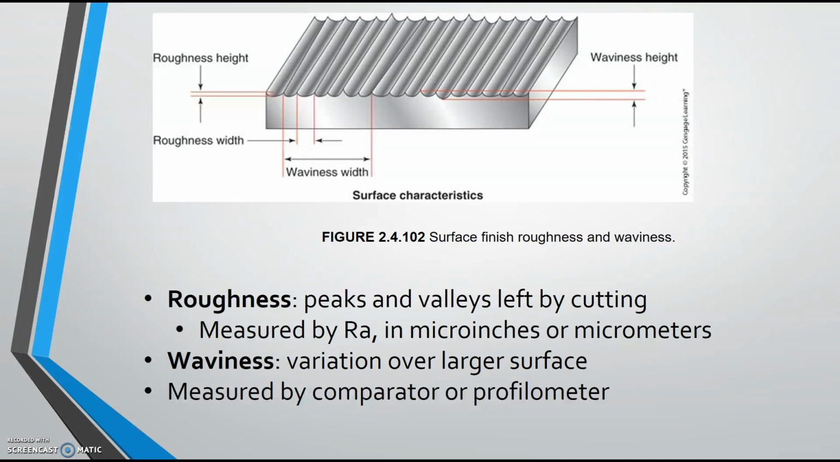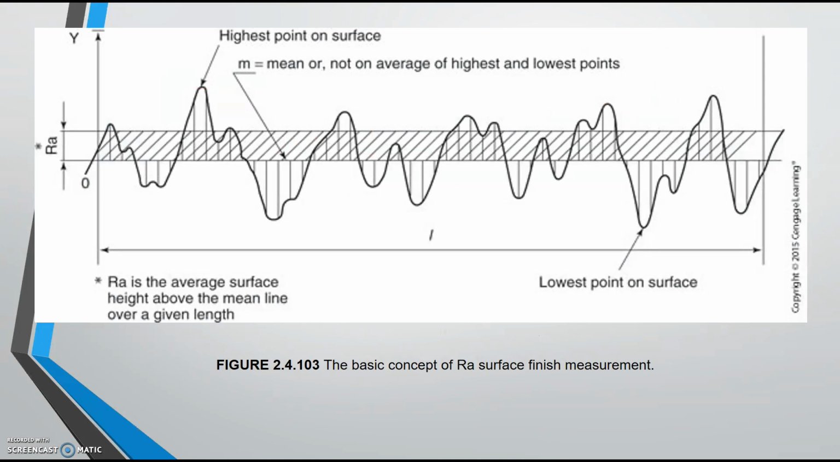What types of tools do we use to measure these types of features? Well, we could use a comparator or a profilometer. I will show you an example of one in a few moments. So let's talk a little bit about this roughness average, RA. This is used as a standard to determine the surface roughness. And be careful with the term average. It's not necessarily the mean like you would probably assume.